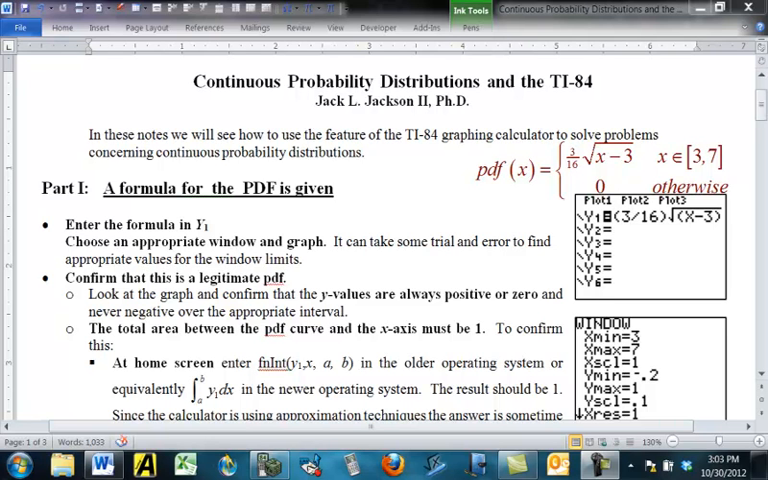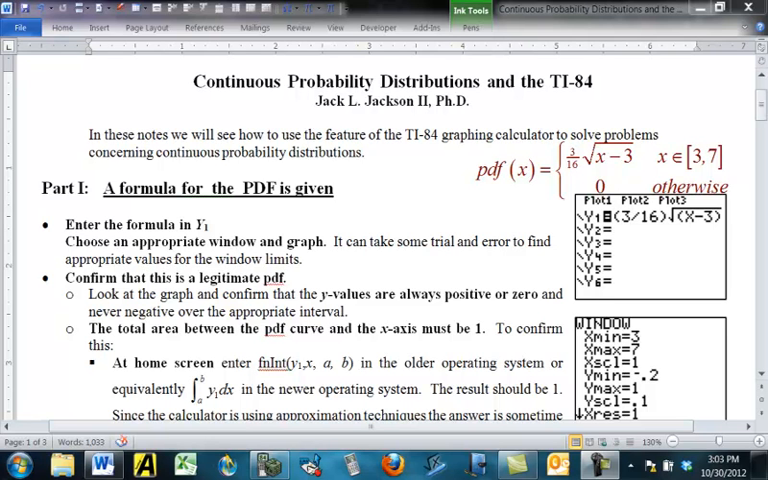Hello, here's some notes on using the TI-84 with continuous probability distributions. Now, I've covered this in some other videos and some other notes, but I thought this is a nice little 3-page summary that basically goes over everything that you need to know about using the calculator with distributions in general.